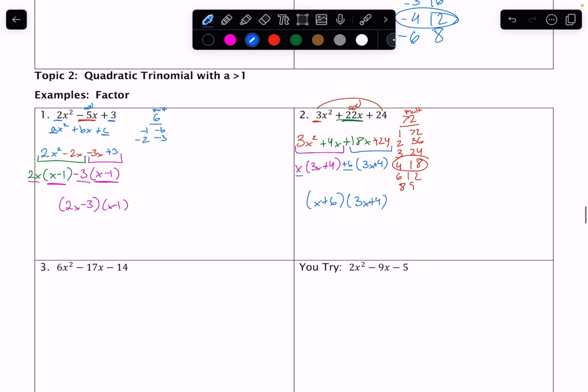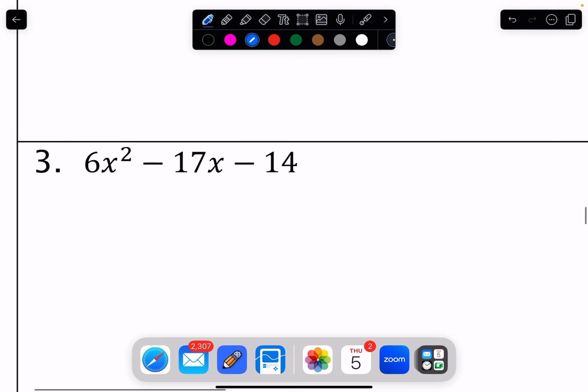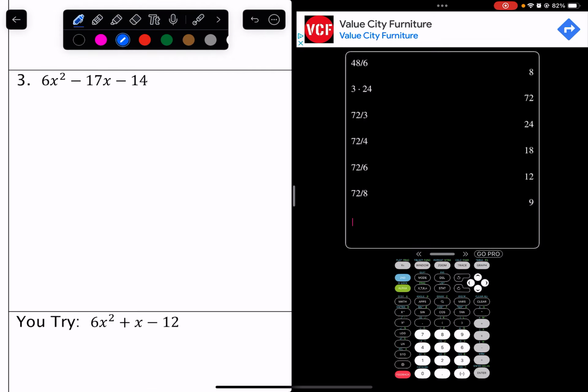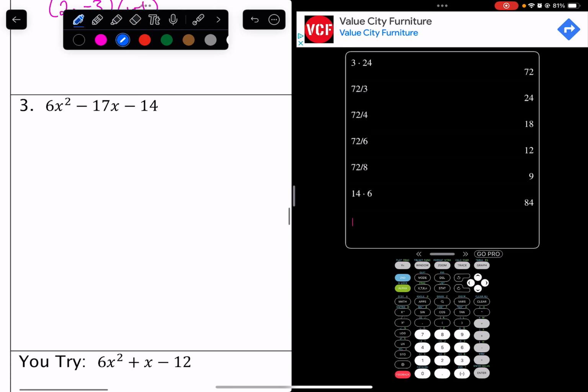All right, let's try another one. So, of course, I look for a GCF. I do not have a GCF here, so I'm just going to go straight to my AC factoring. So 14 times 6 is going to give me 84. Oh, actually, we need negative 84, right? Because it's 6 and negative 14. So let's go ahead and list out all of our factors of 84.